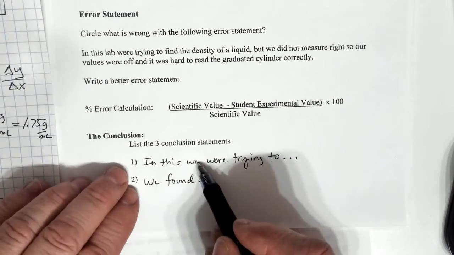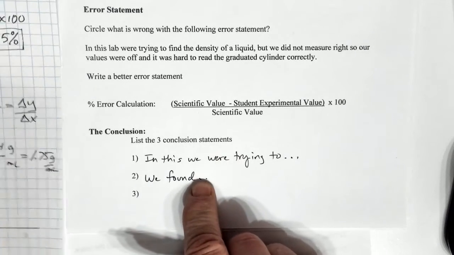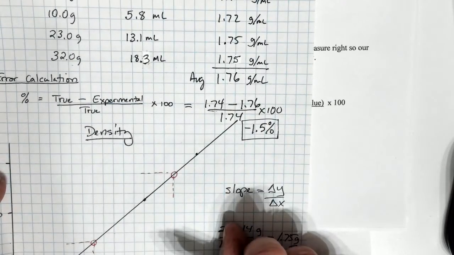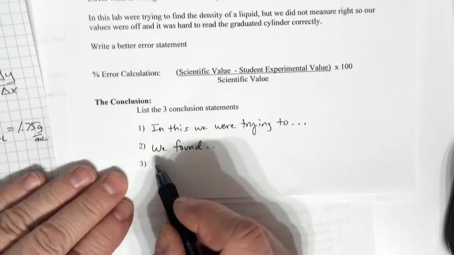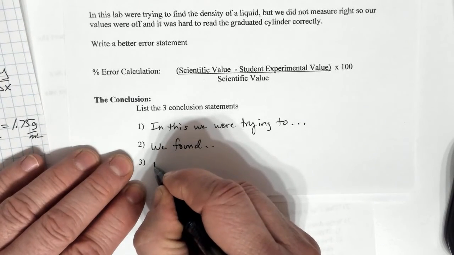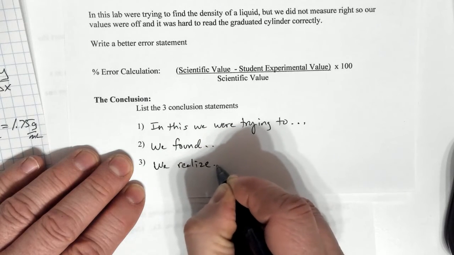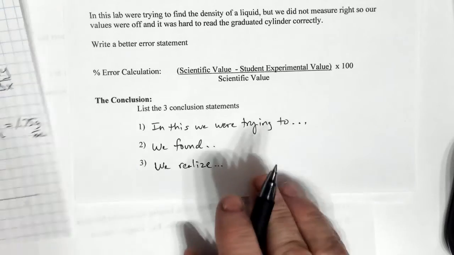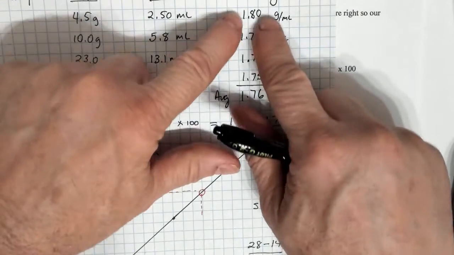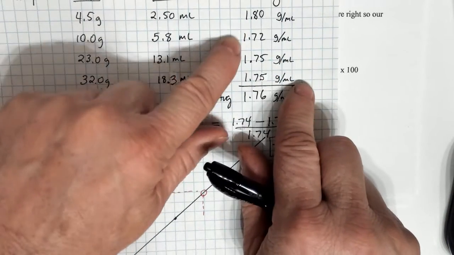So these are scientific statements. This is what you're trying to do, and this is what you found, and you give them a little proof from your experiment, from your data and stuff. Okay, then your last sentence is what your opinion is. So now you want to say, I or we realize, and then you want to make a statement of what you learned that day. Well, maybe you realize that the density of a material doesn't change really, even though you change the amount. So the density stays the same.